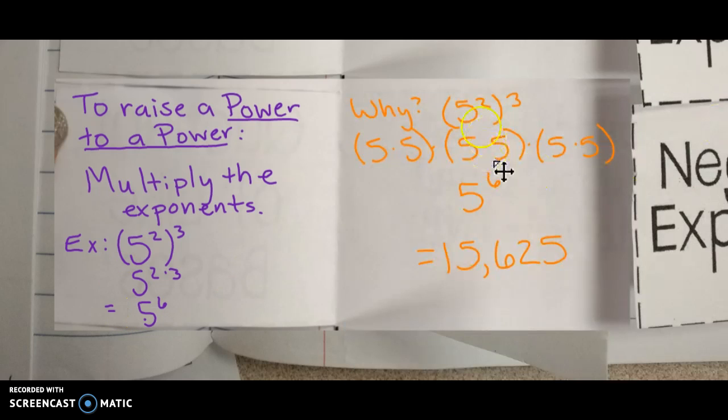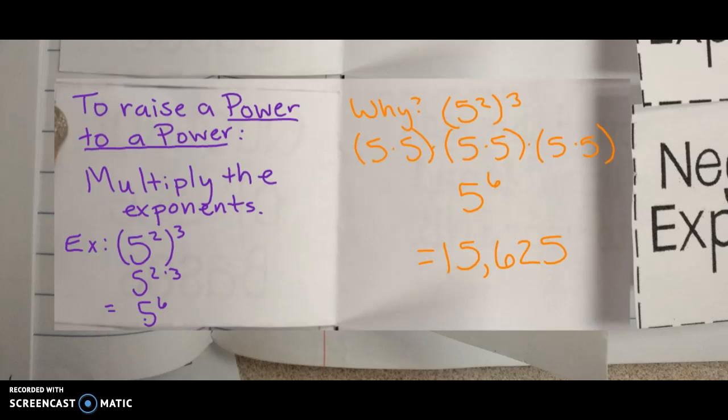Now, why does that work? The reason why it works is because 5 to the second to the third would be 3 groups of 5 to the second, or 5 times 5. So I've got 5 times 5 times 5 times 5 times 5 times 5. And if you count all the 5s, it's 6. So it's 5 to the sixth power. If you can update that in your SBM, you could pause the video to be able to get that written down.